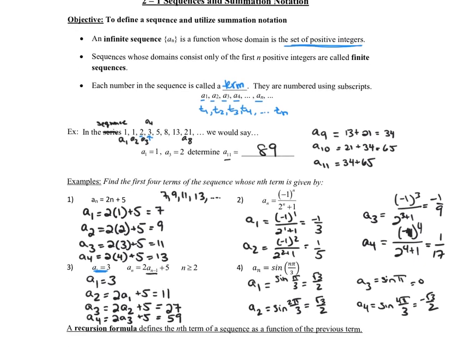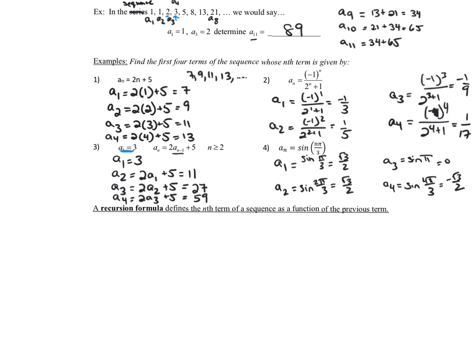Example number 3 is an example of a recursion formula, or a recursive definition, and it defines the nth term of the sequence as a function of the previous term. So what will always happen is that you'll have a sub n equal to a sub n minus 1 with some operations performed on your a sub n minus 1. So plus some stuff, maybe we'll multiply by some stuff over here.